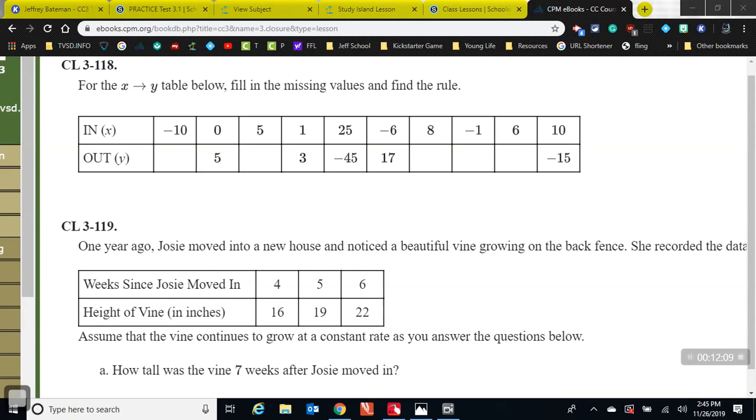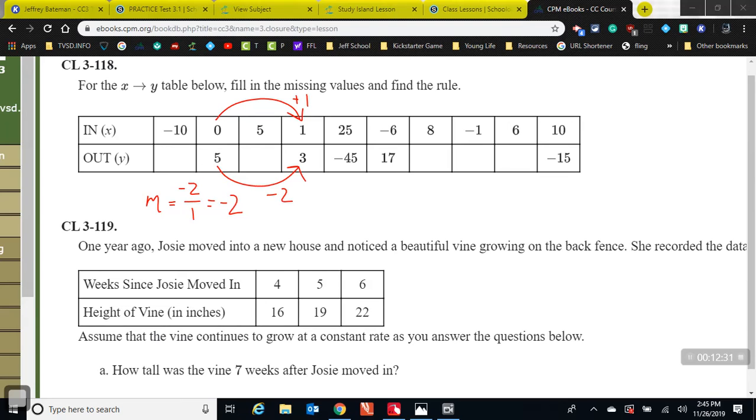To find my rule, I can pick any 2 points that I want. I'm going to pick from here to here, from 0 to 1. Because from 0 to 1, it's just going up 1, which makes it really, really nice for me to deal with. And then going from 5 to 3, I'm going down 2. That means my slope is going to be down 2 over 1, which reduces to -2.